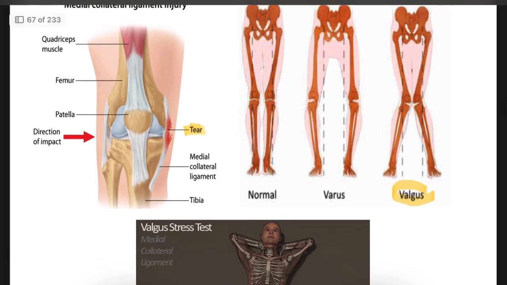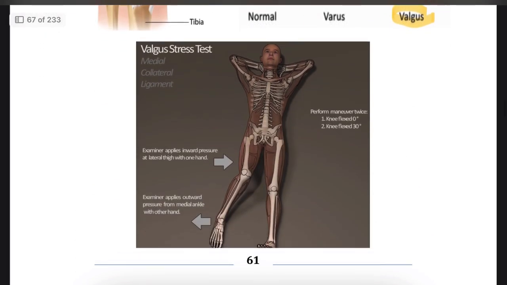Next, here you can see the valgus test. How do we do the valgus test? The examiner has to apply inward pressure at the lateral thigh with one hand, then apply outward pressure from the medial ankle with the other hand. See the directions: we have to apply pressure inwardly and outwardly also. We do this maneuver twice, with the knee at 0 degrees of flexion and at 30 degrees of flexion.